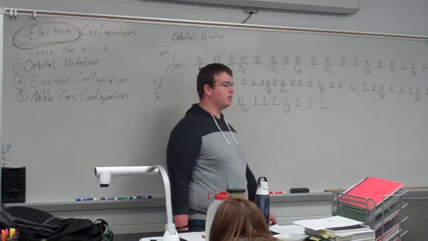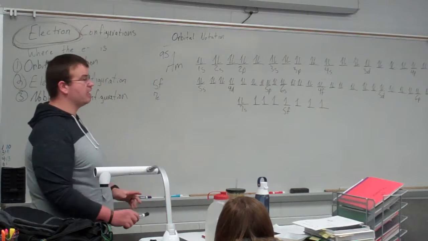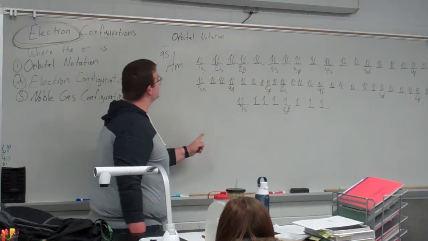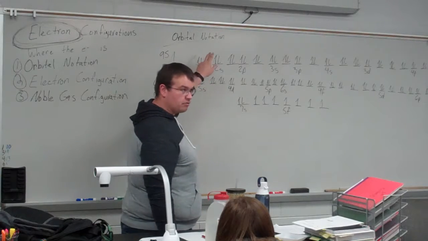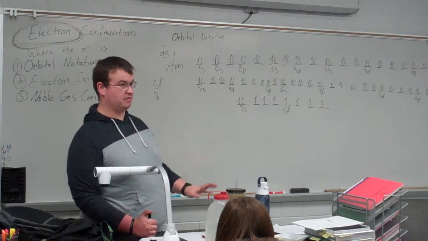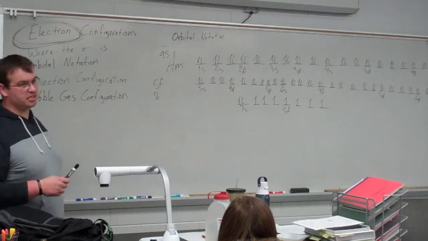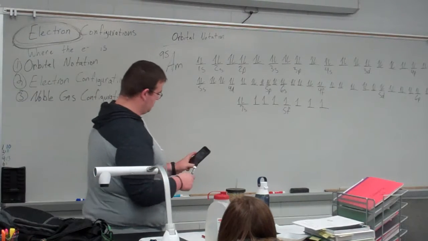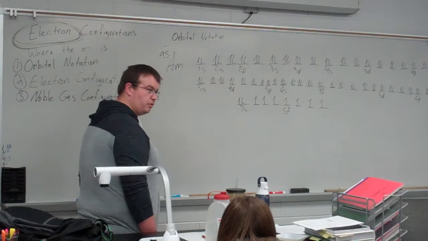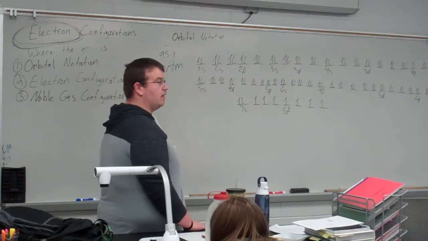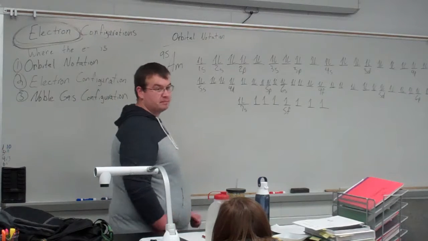All right, check this, see if you have questions. While you're checking it, understand, what type of configuration is this? Orbital notation. The orbital notation is the dashes and the arrows. That's the easiest way for me to explain it to you. So dashes and arrows is orbital notation. Any questions on orbital notation? Are you ready to move on to the easier stuff? Yeah. I thought this was pretty easy. It gets easier than this.